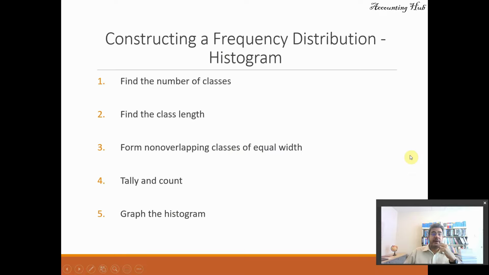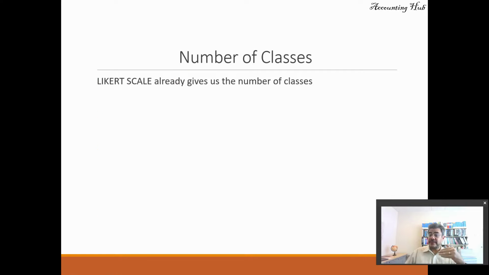So, what is the problem? To build a histogram, we need to find the number of classes, the class length. That is easy. Non-overlapping classes of equal width. Okay. Tally and count. Okay. And graph. Okay. But what about the number of classes? On Likert scale, that is easy. That is straightforward. It is the number of points.